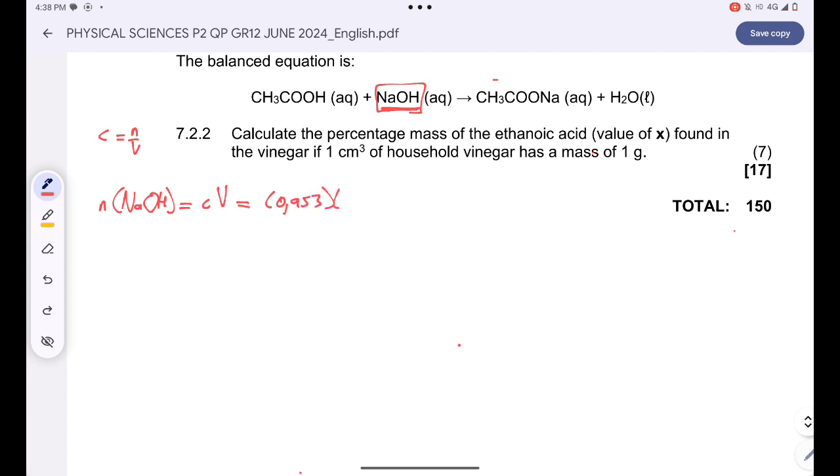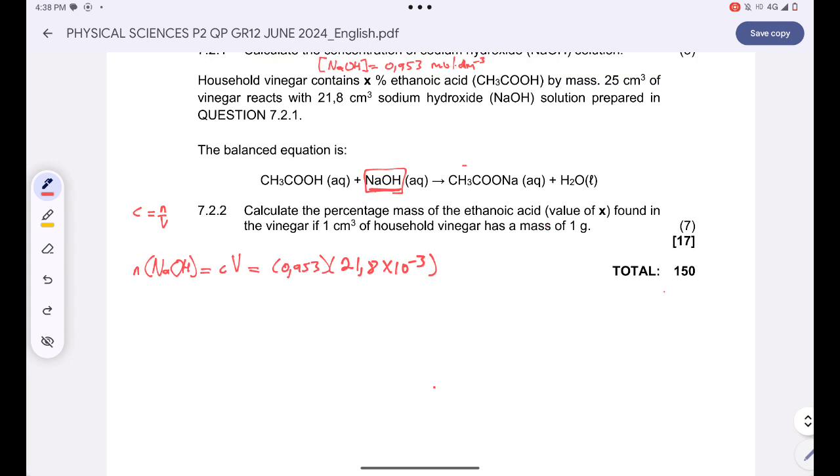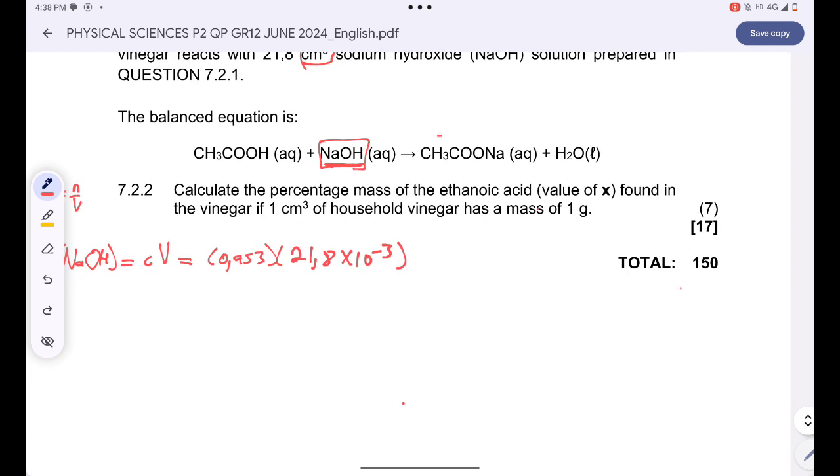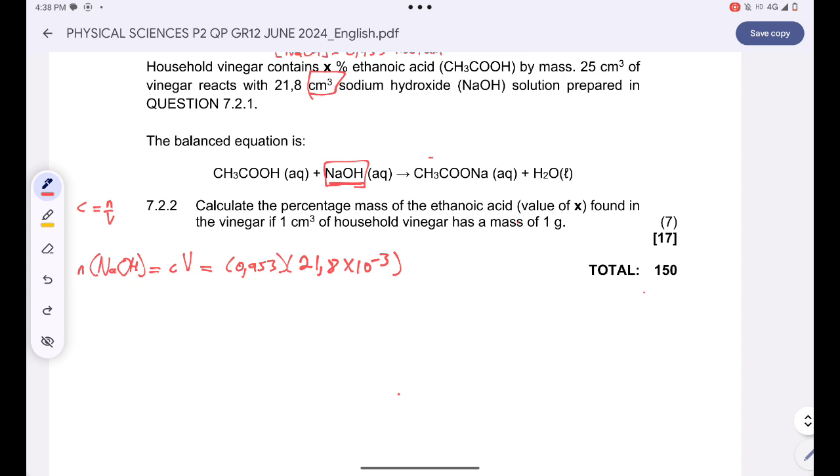0.953 multiplied by the volume that will neutralize this ethanoic acid, which is just 21.8 multiplied by 10 to the power negative 3. Remember that, guys, if the volume is given in cubic centimeters, for me to convert it to cubic decimeters, I'm just going to multiply by 10 to the negative 3, or just divide by 1,000. So this will simply give me 0.953 multiplied by 21.8 times 10 to the power negative 3.